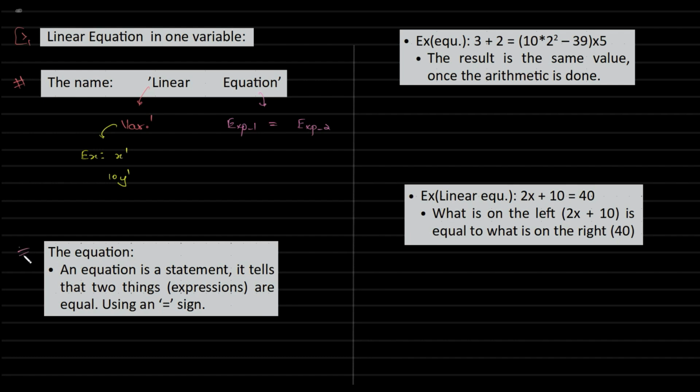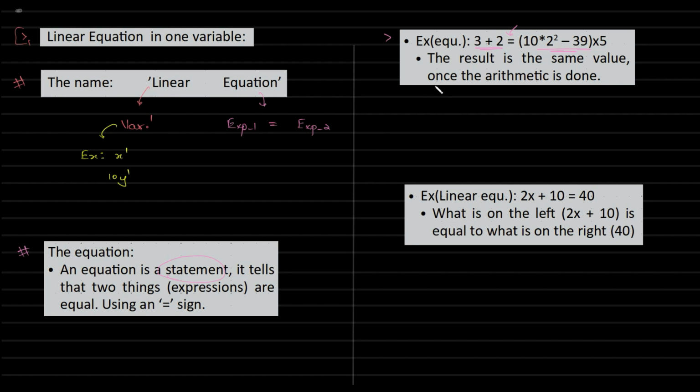Okay, so to define equation, an equation is a statement. It tells that two things, expressions, are equal using an equal to sign. For example, 3 plus 2 is equal to 10 into 2 square minus 39 whole into 5. Whole of this into 5. So these two are two expressions being equated. This result is the same value once the arithmetic is done.